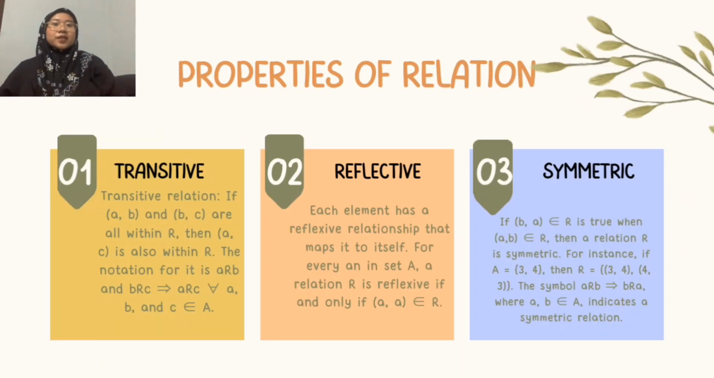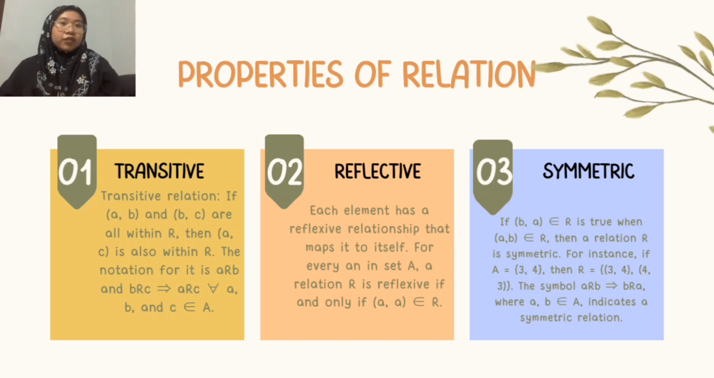Next, we will see the properties of relation that are covered in our syllabus, which are transitive, reflexive, and symmetric. For the transitive relation, if (A,B) and (B,C) are both within R, then (A,C) is also within R. As a simple example, if I give you a set A of 1, 2, 3, the transitive relation will be (1,2), (2,3), and (1,3).